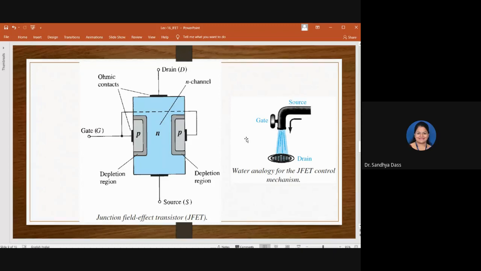Can anyone explain the analogy here? I have taken this from the textbook. How do you interpret this analogy? Can anyone tell me? Can anyone try? The famous textbook, Boylestad, uses this analogy. What is the indication of that? How do you justify that? How do you understand that? Hello, are you there? Are you all there?